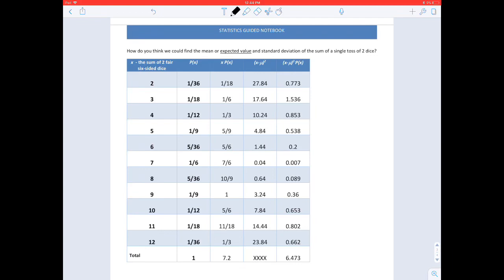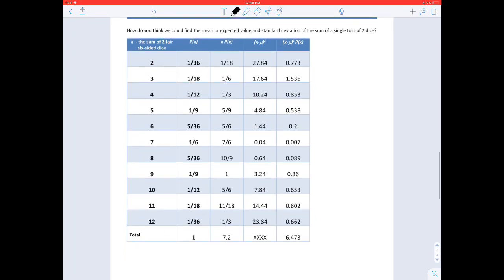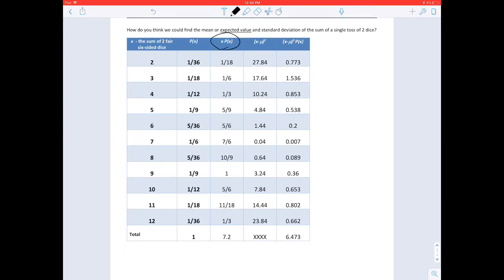So this time we actually have our x value, and instead of multiplying it by our frequency, we're really multiplying it by our relative frequency. So here, x times p of x is kind of similar to relative frequency times x, isn't it? And if you do all of that, what happens is you get a mean roll of 7.2.